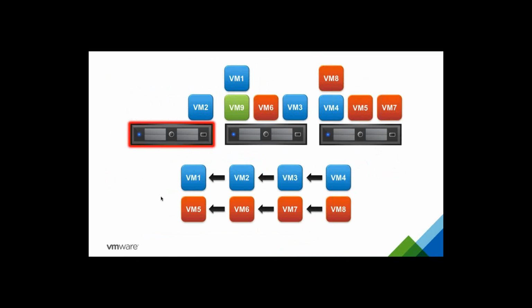The reason for this is VM1 is going to start up because it doesn't depend on anything else, so it's going to start right away. VM8 depends on VM7, and that was already running on that third host, so it's going to immediately kick off and restart.